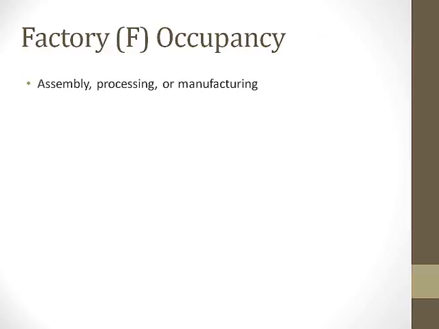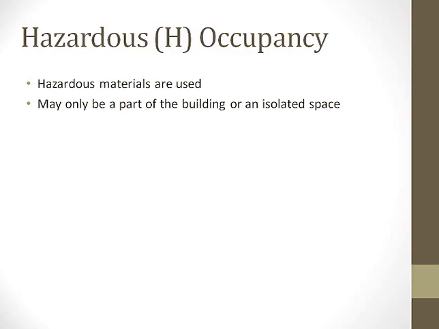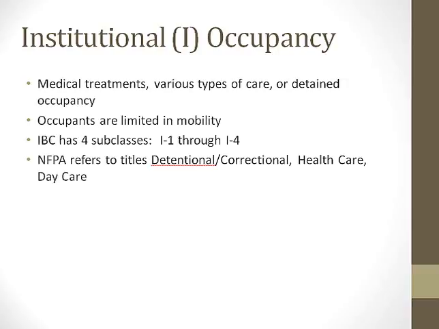A factory occupancy, just that, factory spaces, assembly, processing, or manufacturing. A hazardous occupancy, which granted do not frequently call for interior design services, but hazardous materials are used, may only be part of the building or may be an isolated space within a building. Institutional, this is medical, various types of care, or detained occupancy. Limited in mobility, and the International Building Code has 4 subclasses, but the NFPA refers to the area of detentional, correctional, healthcare, and daycare.